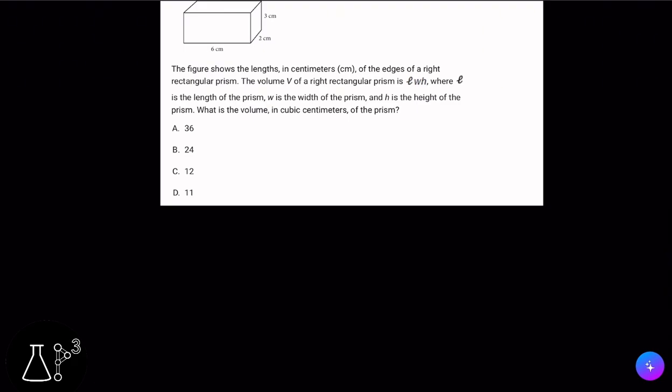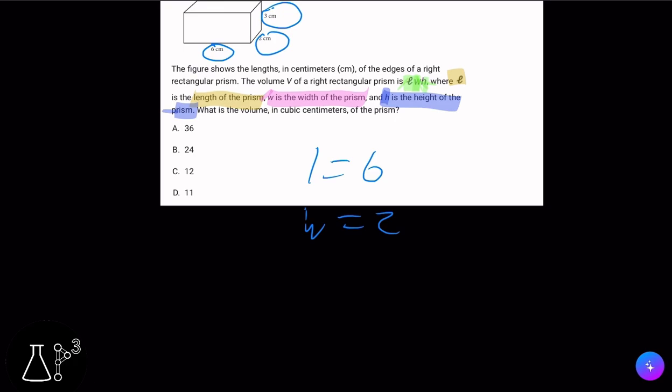So let's see the information given. We're given that the volume of a rectangular prism is length times width times height, which are the corresponding information that's given. They're telling me that the length is L of the prism, so I'm going to do that. Length is L, the width is W, and the height is H. So which one's which? If we look at the image, we can see that the length is 6, the width is 2, and the height is 3. So we have L equals 6, width equals 2, and height equals 3.